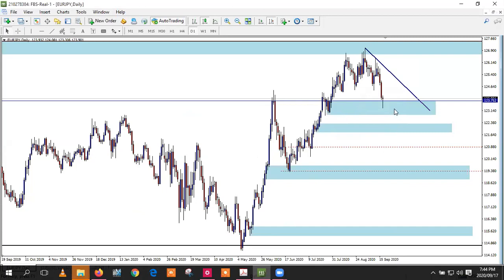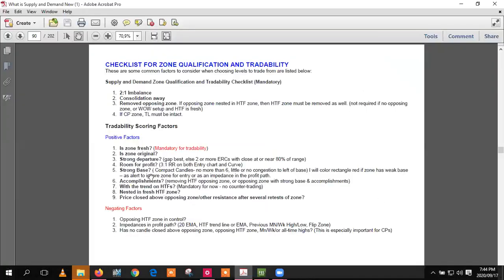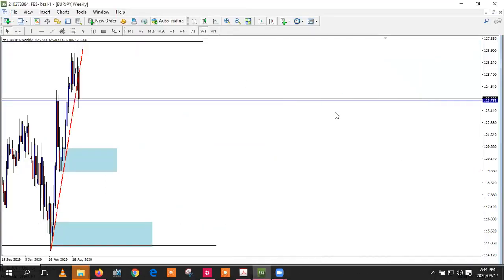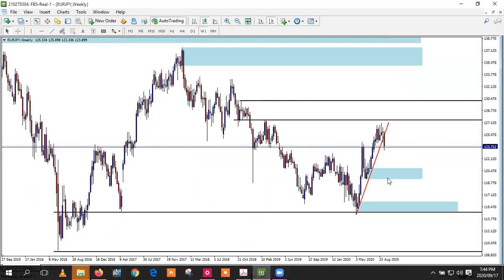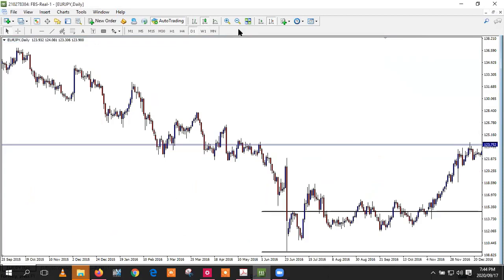So these two zones we cannot trade simply because we know that weekly has broken its trend. These are CP zones. The trend line is no longer intact, so we can't buy. We'll have to wait for a zone that is nested here. That's going to be a high probability zone because it falls under your positive factors if it is nested in a fresh higher time frame zone. This is a fresh higher time frame zone here that you can trade on. So if there's a daily zone that's going to form there, then that's going to be a high probability zone.